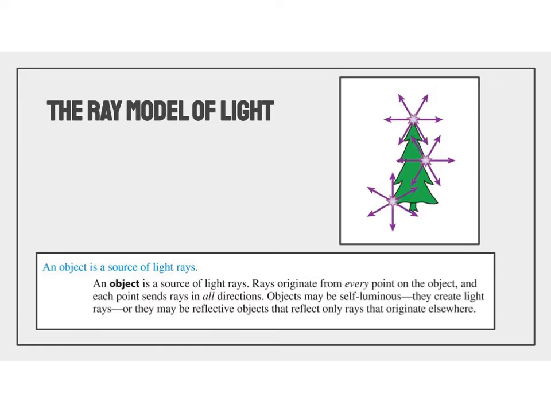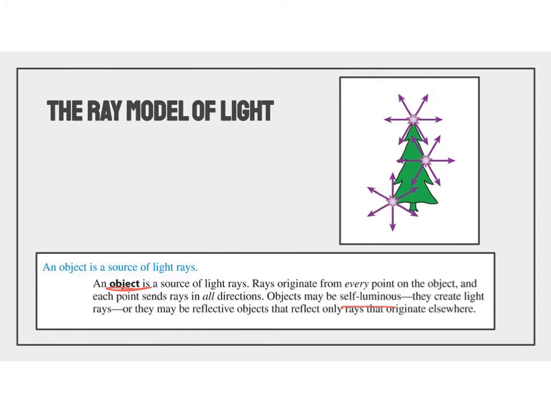Okay, so when we're looking at the ray model of light, there's a couple key things that we'll think about. But first thing we'll talk about is an object. An object is a source of light rays. So here we have like a tree, and the rays will come from everywhere on the object, and it'll send rays in all directions.